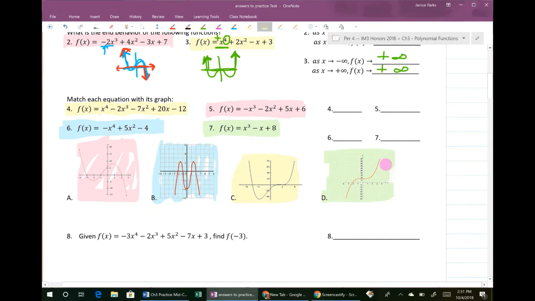And one end is going up, one's going down. So it's sloping. So your answers to these are C, A, B, and D.